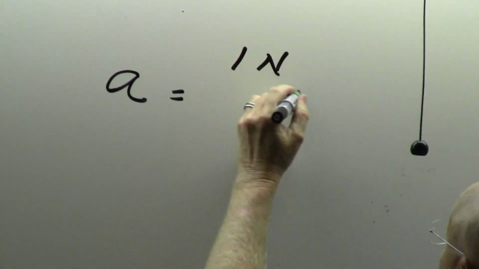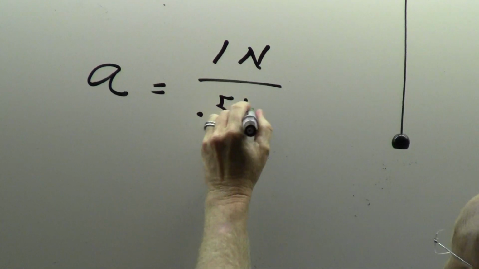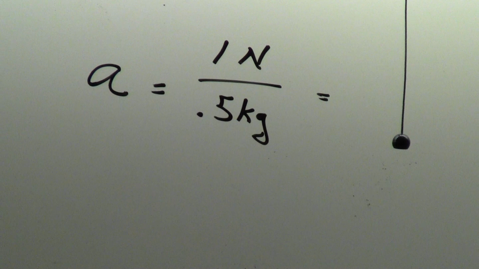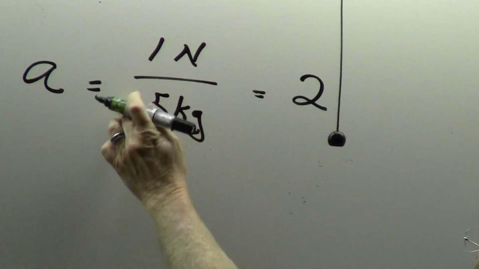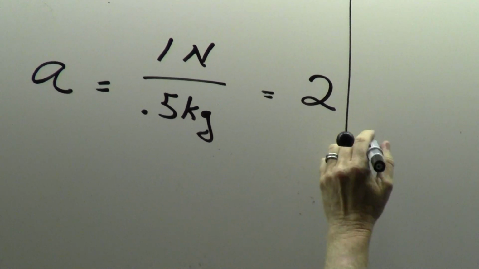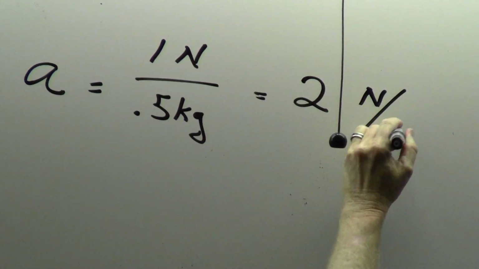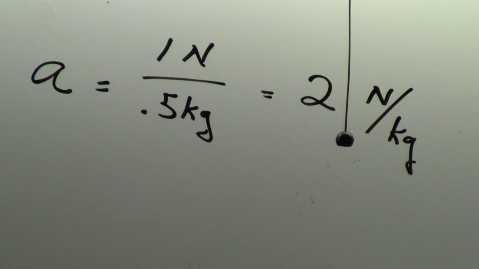Force of 1 Newton. So I'd say 1 Newton. This cart has a mass of 1/2 kilogram. And if I put in my units then, 1 divided by 0.5 is 2, and then I have a Newton per kilogram.